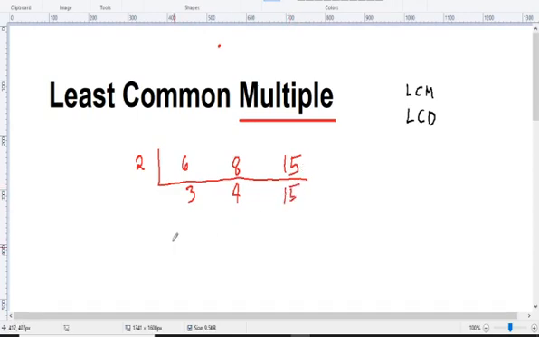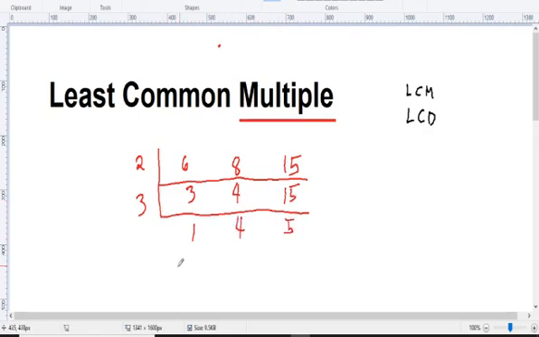Copy. And then we have 3, 4, and 15. Can we still divide? Can we still find two numbers that have a common divisor? Yes, because 3 and 15 are both divisible by 3. So 3 divided by 3 is 1. 4 is not, so we just copy it. And then 15 divided by 3 is 5.